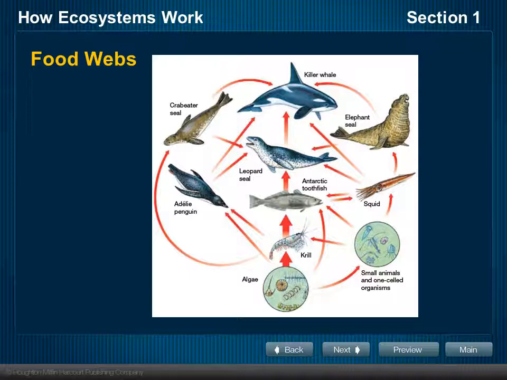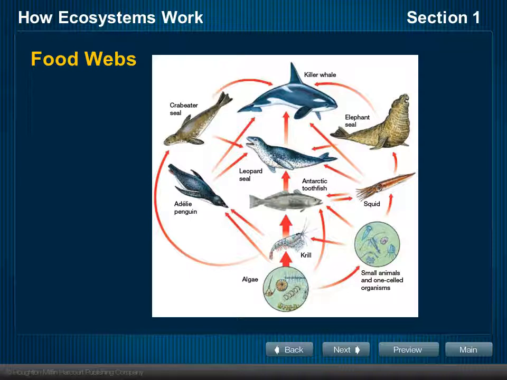So here in the middle we have what we originally had. Krill eat the algae, Antarctic toothfish eat the krill, leopard seal eats the Antarctic toothfish, killer whale eats the leopard seal. But note how complex this gets. Antarctic toothfish also eat the algae, okay? And Antarctic toothfish eat small animals and one-celled organisms. Those actually eat the algae, and krill eat those. The penguin eats the krill and the algae, but the penguin can be eaten by the leopard seal and it can be eaten by the killer whale.